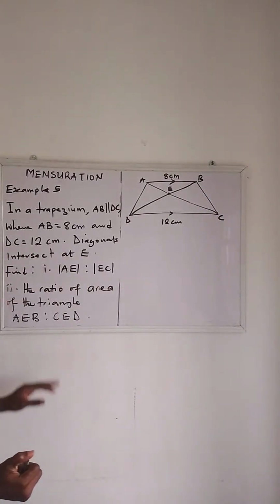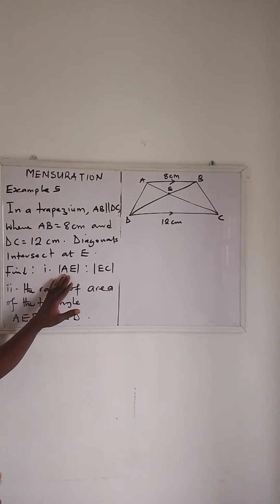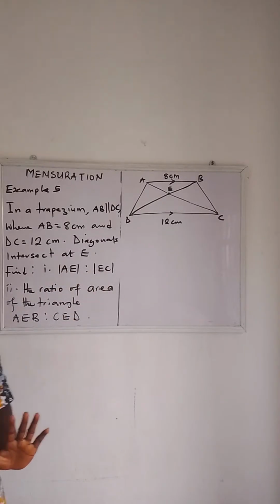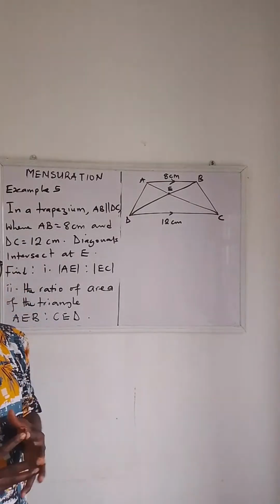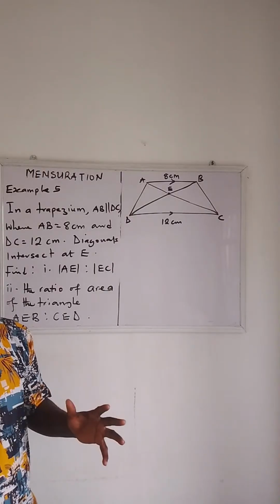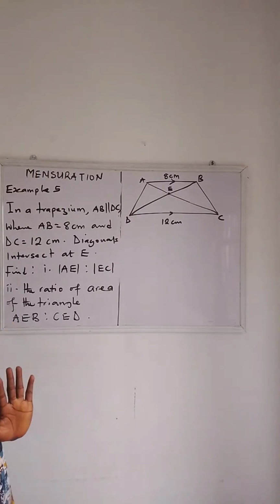All right, now the question is you have to find the ratio of length AE to length EC. Now, I'm going to be using the principle of similar triangles. So I have to look at corresponding sides and corresponding angles. Now let's look at this.